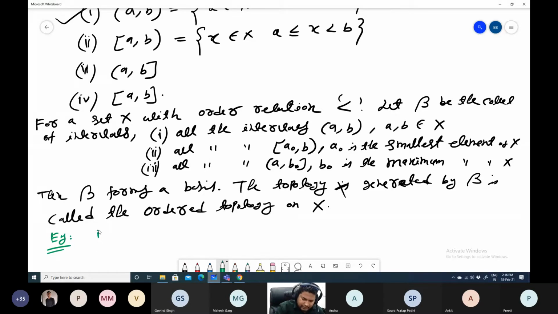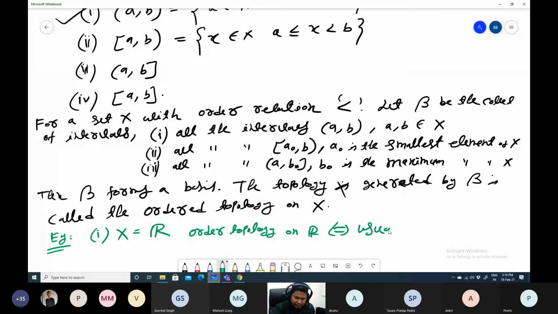Now example, suppose your X is R and you define this order, then which topology you will get? What is the order topology on R? Usual topology. Yes. The order topology on R is the same as the usual topology on R. And which type of open set basis element will it have?